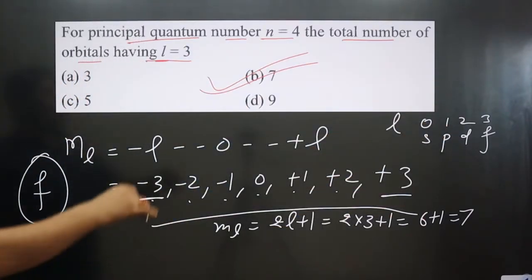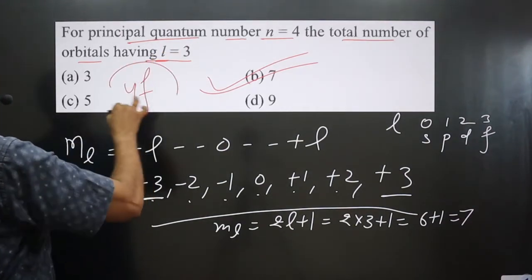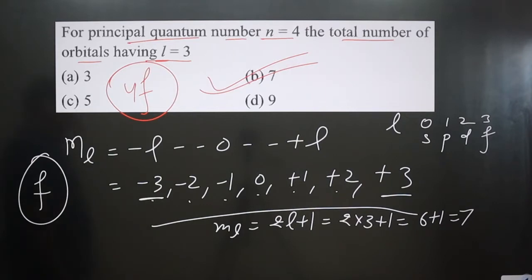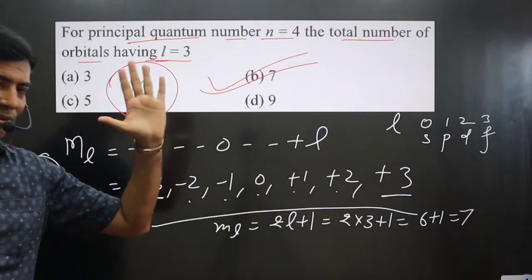N value is 4 and L value is 3, so we get the orbital f, that is 4f. From here we determine the total number of orbitals. 4f is there. In f, how many orbitals? 7 orbitals. How? You can see we have the detail.